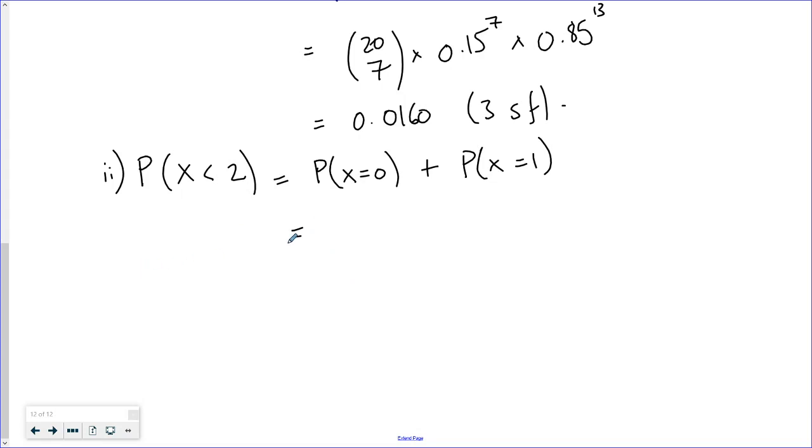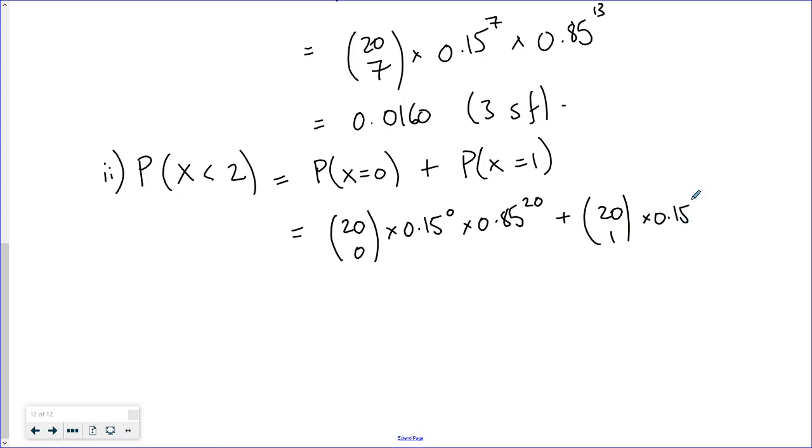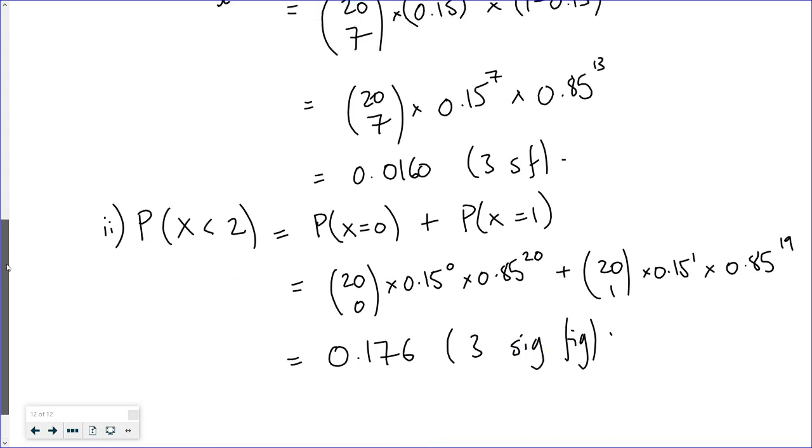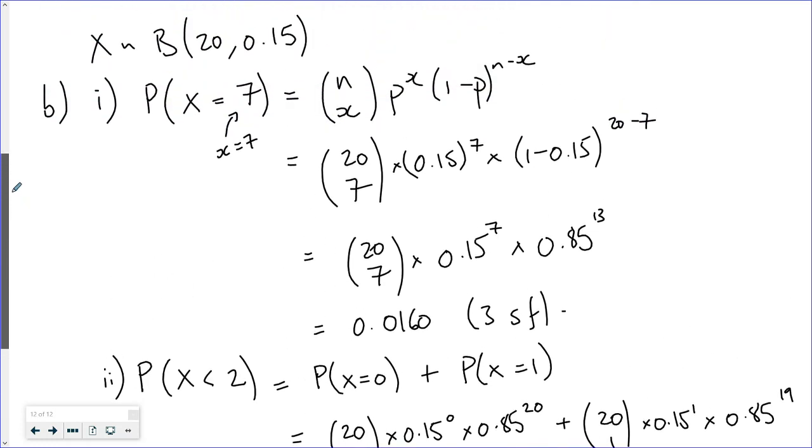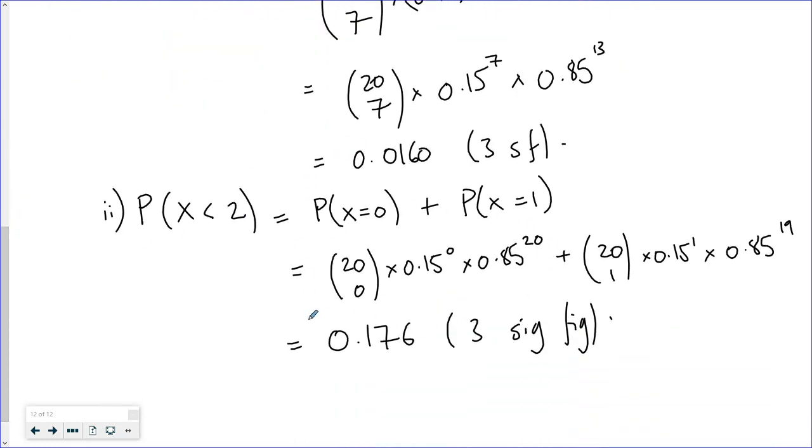So let's write down the probability of X being 0. So that's 20 choose 0 times 0.15 to the power of 0 times 0.85 to the power of 20, plus 20 choose 1 times 0.15 to the power of 1 times 0.85 to the power of 19. And we can work out what that probability is, and we get 0.176 to 3 sig fig. So hopefully you can see that it's a lot easier than having to draw out a massive tree diagram. Just using this formula saves us a lot of time.